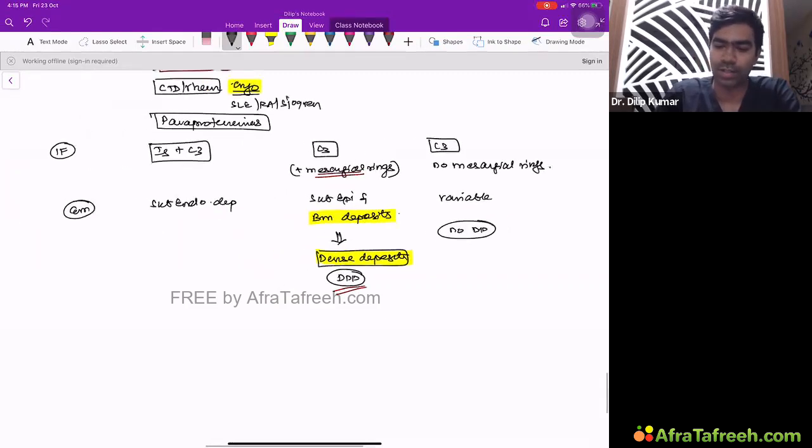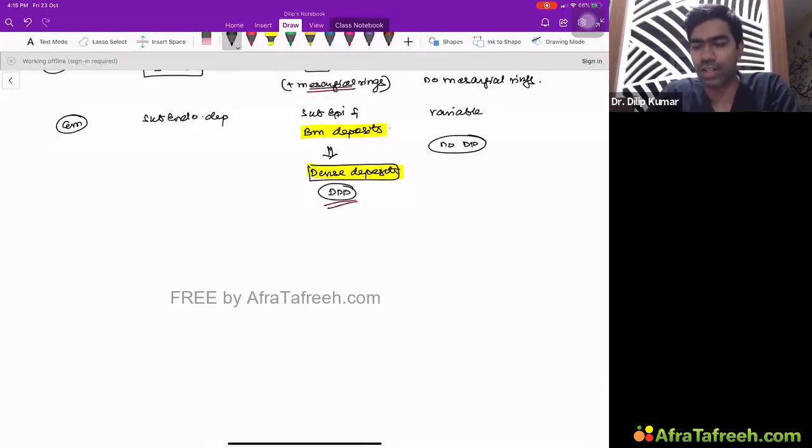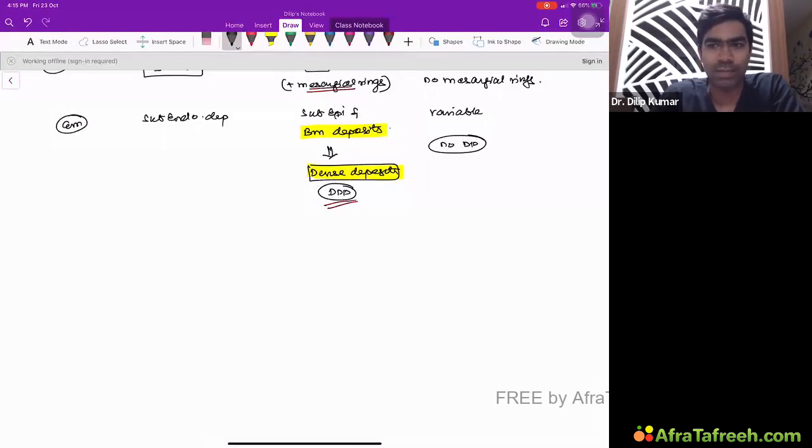So that's how it is. Which means the only thing that differentiates type 2 and type 3 is the presence or absence of dense deposits, or the presence or absence of mesangial rings. And type 1 is actually quite simple. You will have C3 deposits and immunoglobulin deposits, so in immunofluorescence itself, you will be able to pick it up easily. Not a problem.